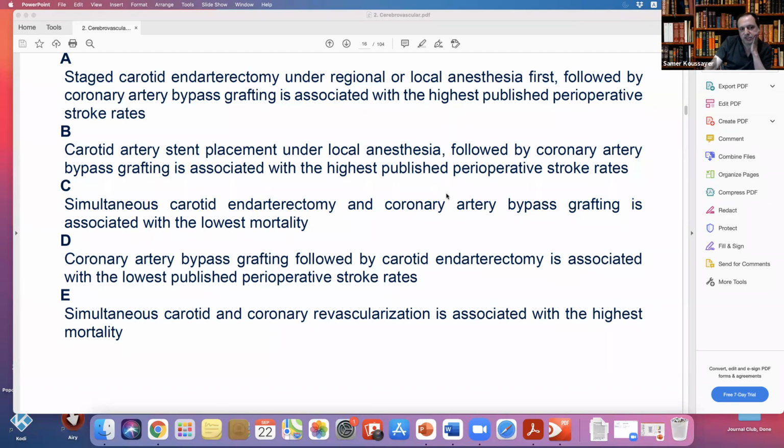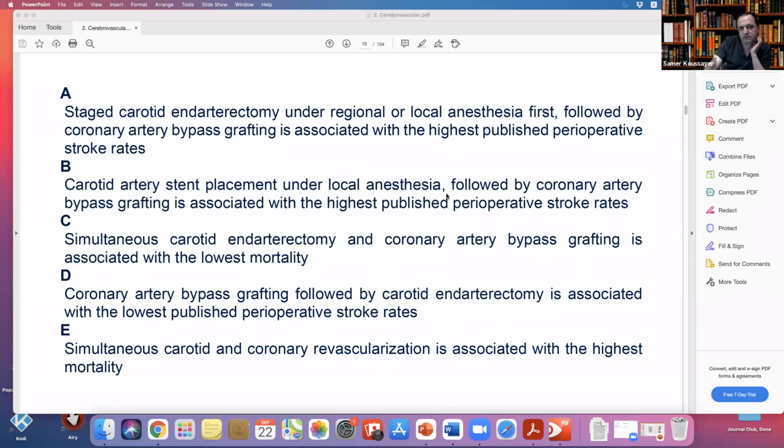Any question before we move on? Ali, anything to add? I agree with E in this particular case, because it is left main. In other cases, no.